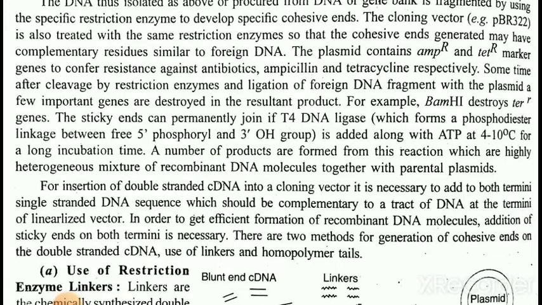The plasmid contains amp^R and tet^R marker genes to confer resistance against the antibiotics ampicillin and tetracycline respectively. Sometimes, after cleavage by restriction enzymes and ligation of the foreign DNA fragment with the plasmid, a few important genes are destroyed in the resultant product. For example, BamHI destroys the tet^R marker gene.